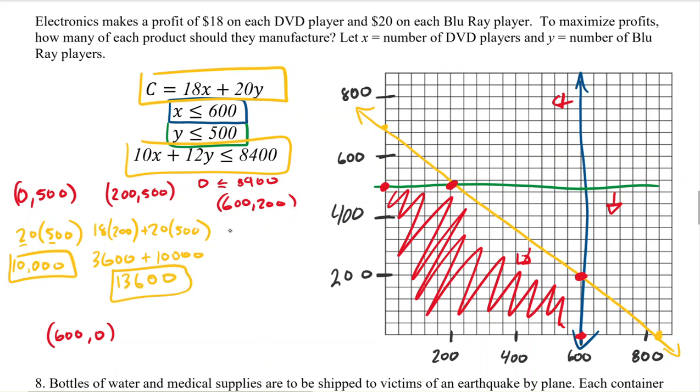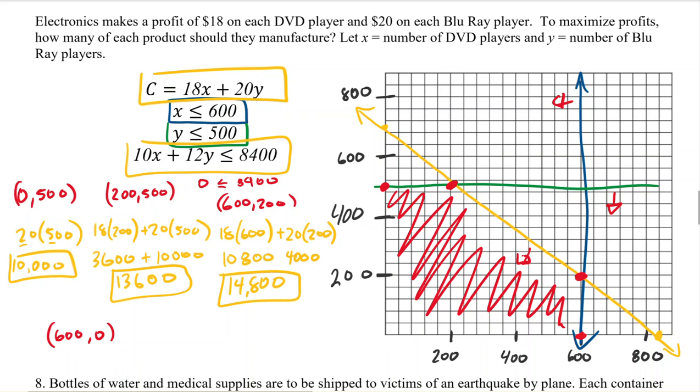And our next one, 18 times 600 plus 20 times 200. 18 times 600 is 10,800, and 20 times 200 is 4,000, so this makes 14,800.